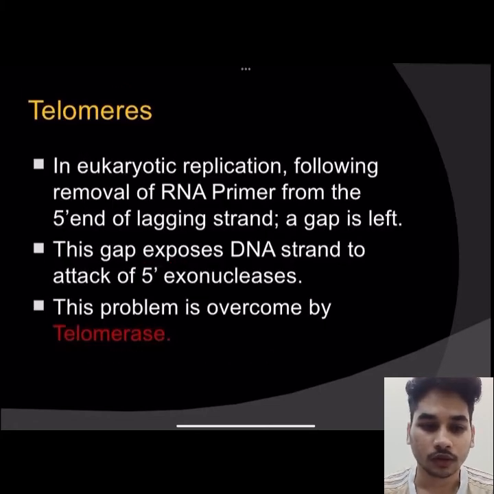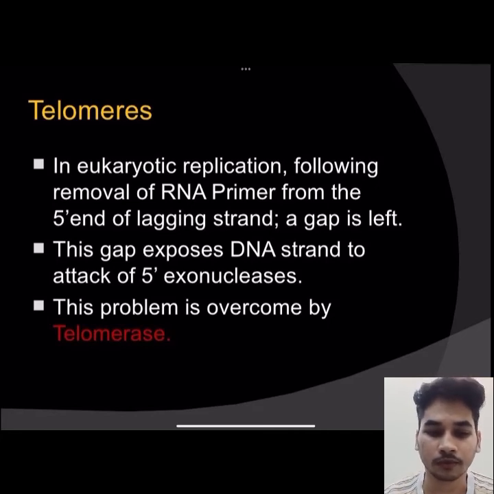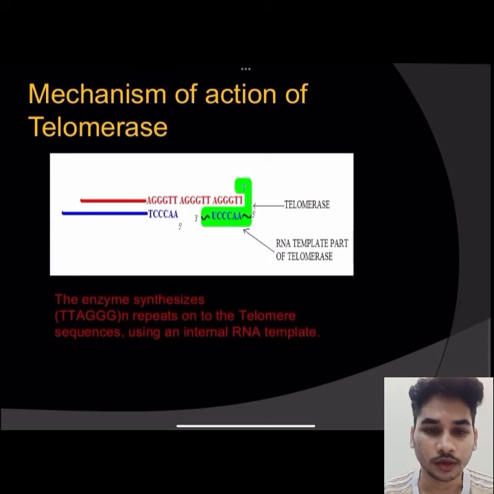Telomeres. In eukaryotic replication, following removal of the RNA primer from the 5' end of the lagging strand, a gap is left. This gap exposes the DNA strand to attack by 5' exonucleases. This problem is overcome by telomerase. Mechanism of action of telomerase: the enzyme synthesizes TTAGGG repeats onto the telomere sequences using an internal RNA template.